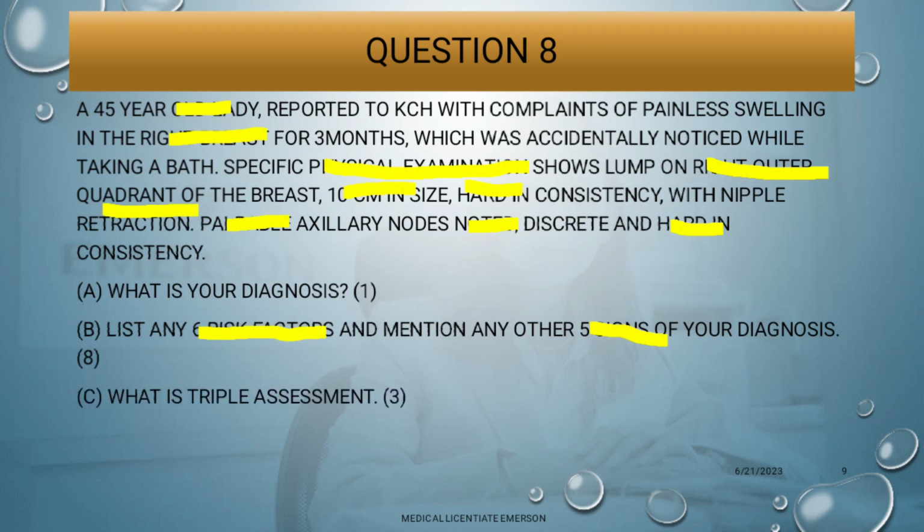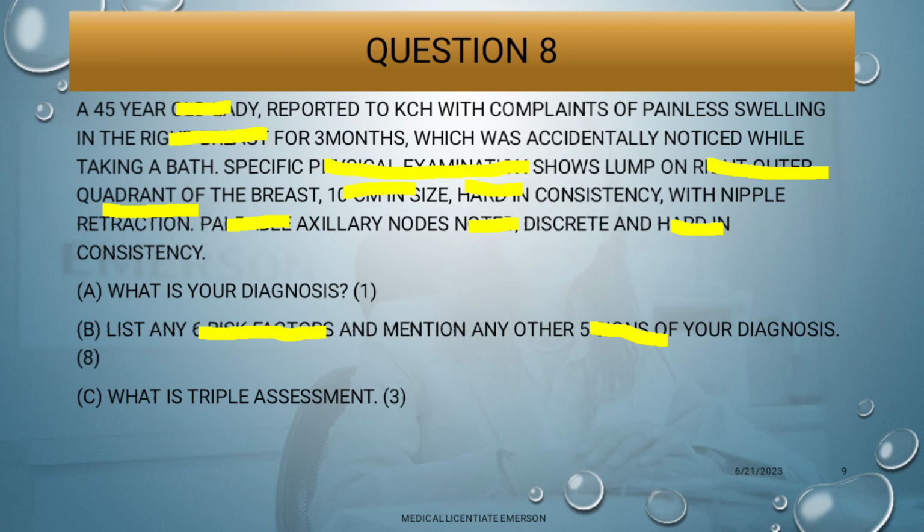Then what is triple assessment? For triple assessment, we have clinical, radiological, and histopathology or pathological. Under clinical we can have history and examination. Then under radiological we can have ultrasound and mammogram. And remember, ultrasound is for less than 35 and mammogram for more than 35, because of the differences in breast density. They just wanted us to mention what is triple assessment.